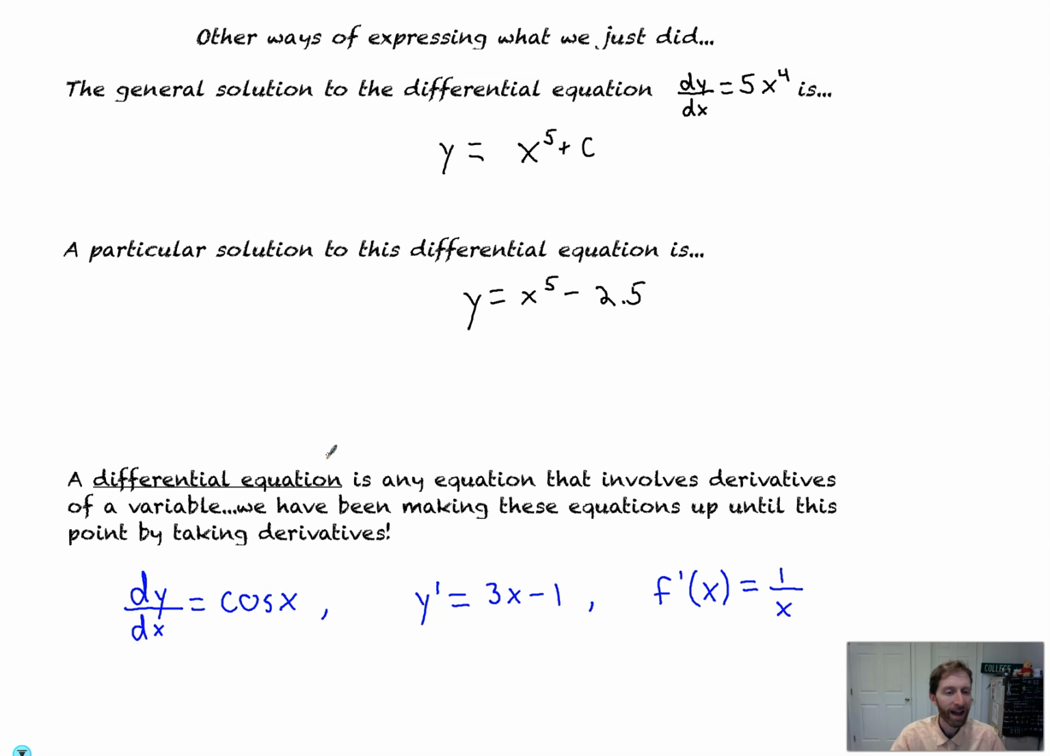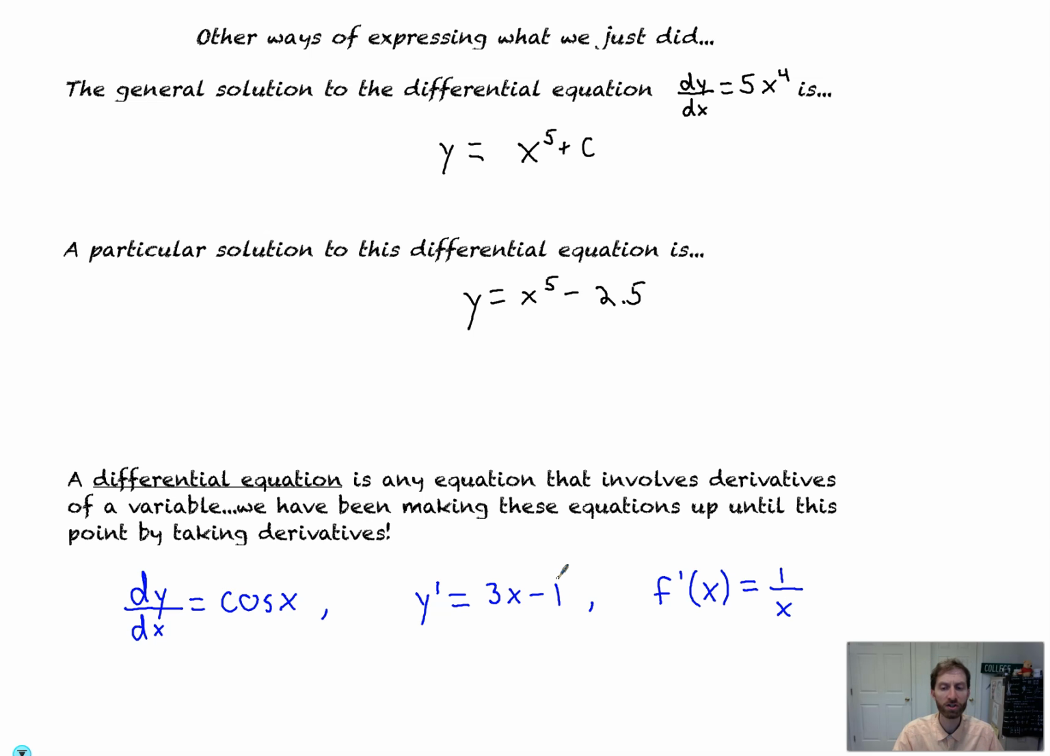Nice. All right, a differential equation, in formal speak, is any equation that involves derivatives of a variable. So we've been making these equations up until this point by taking derivatives. So you've actually been creating them. For instance, we've taken the derivative of sine and gotten cosine. We've taken the derivative of something and gotten 3x minus 1. We've taken the derivative of something else, we'll get to that down the road, and you get 1 over x.